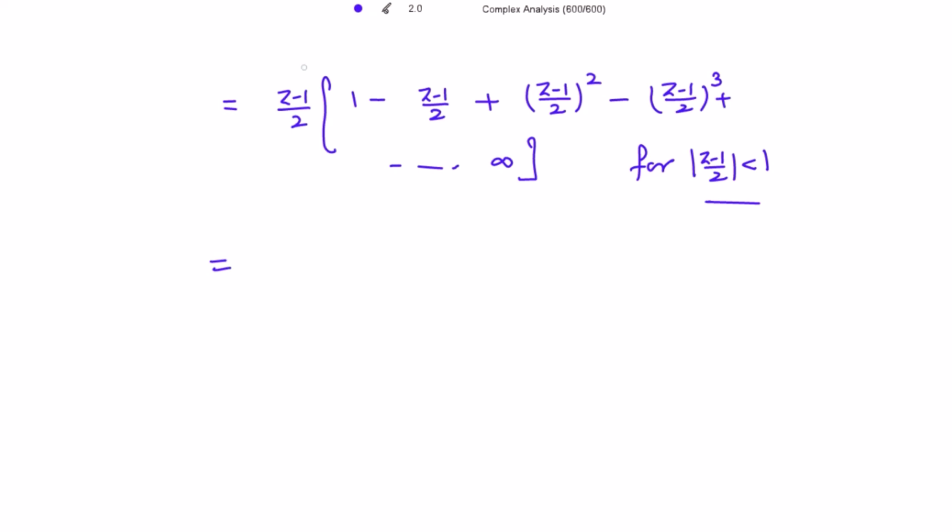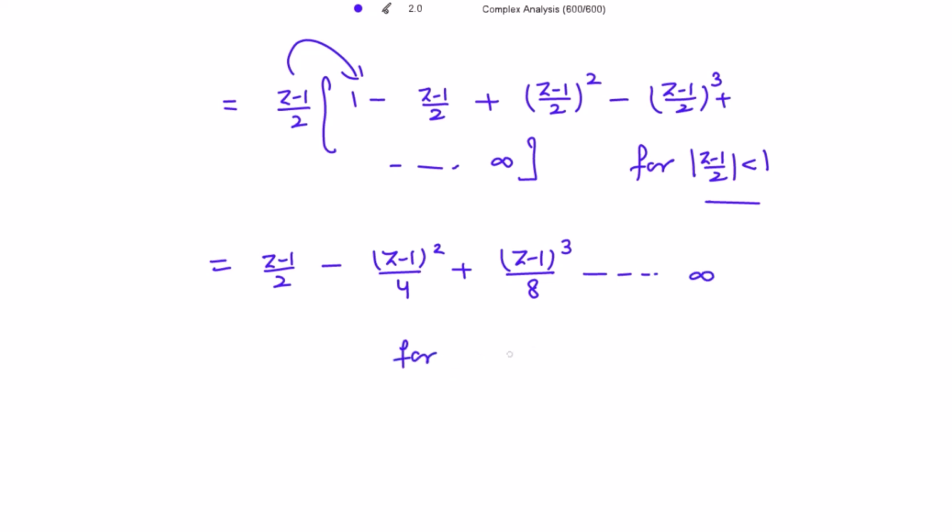So this is equal to, let's multiply this inside: (z - 1)/2 - (z - 1)^2/4 + (z - 1)^3/8 and so on up to infinity, for |(z - 1)/2| strictly less than 1, or |z - 1| strictly less than 2. So hence this is the required expansion. Alright, thank you.